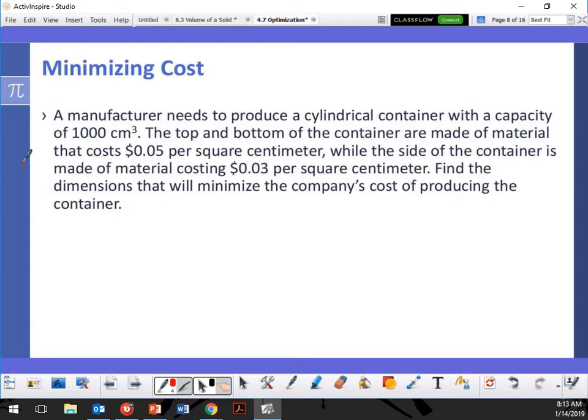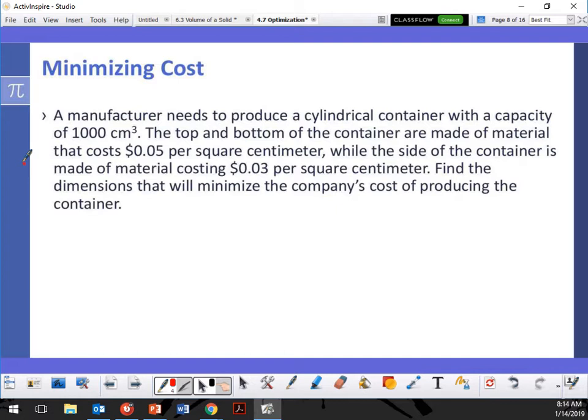Anyway, a manufacturer needs to produce a cylindrical container with a capacity of 1,000 centimeters cubed. The top and bottom of the container are made of material that costs 5 cents per square centimeter, while the side of the container is made of material costing 3 cents per square centimeter. Find the dimensions that will minimize the company's cost of producing the container.